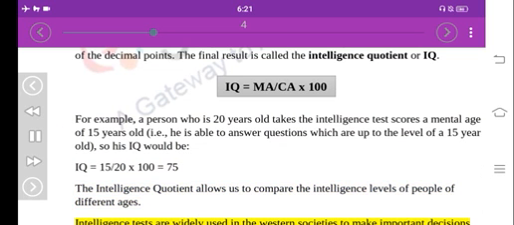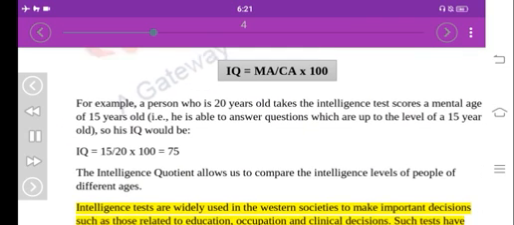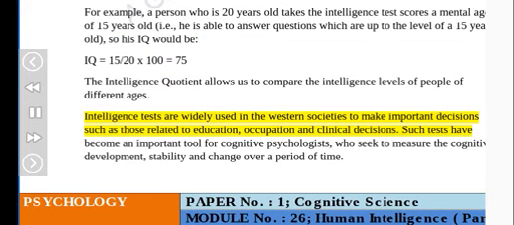Intelligence tests are widely used in Western societies to make important decisions such as those related to education, occupation, and clinical decisions. Such tests have become an important tool for cognitive psychologists, who seek to measure the cognitive development, stability, and change over a period of time. IQ = MA/CA x 100.